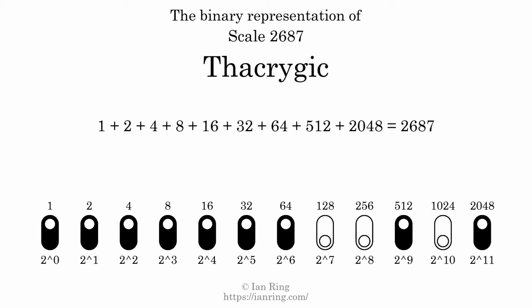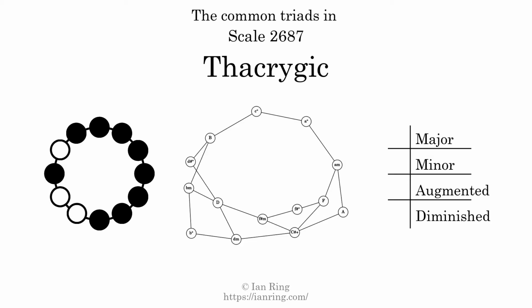2687. The scale number not only enumerates the scale with a unique index, but it also literally describes the tonal content of the scale. Represented as a binary number in base 2, the scale number is 101001111111. Here are the common triads present in this scale.